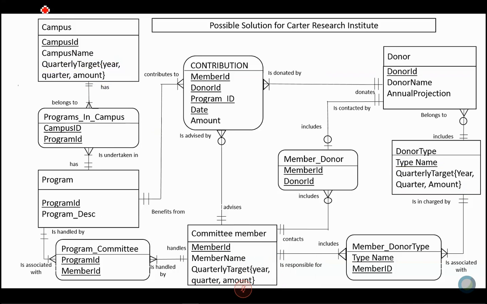For a specific campus, there's east, south, north, and west. For each year, for each quarter, I have a specific amount that serves as my quarterly target. And for the four campuses, for every year, every quarter, I have a specific amount. So for the same campus in a certain year, I have four quarters. For each quarter, you have to tell me the amount. That's your quarterly target. So this is really like a multi-valued attribute.